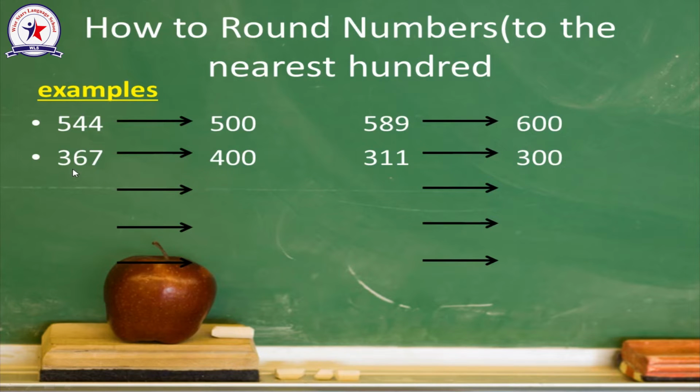How to round 367? At first put 2 zeros. Then look at the tens. Here 6. 6 is more than 5. Then add 1 more to 3. 3 is going to be 4. Now 311. Put 2 zeros at first. Look at the tens. Here we have 1. 1 is less than 5. Then keep 3 as it is. 300.